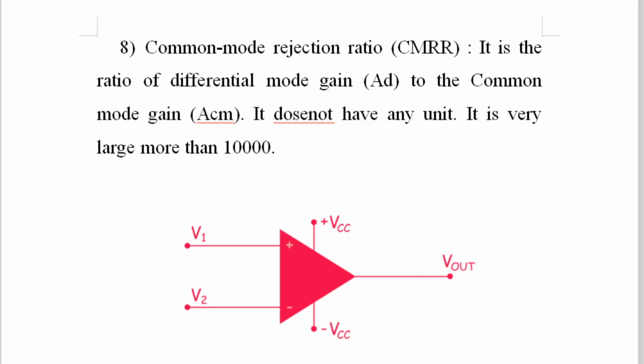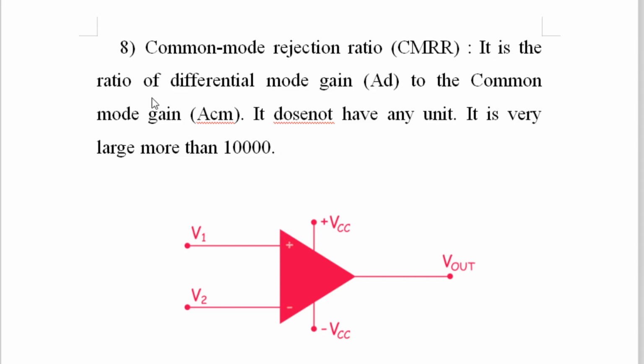And next definition is called common mode rejection ratio, CMRR. The name itself indicates a lot of things. Common mode rejection ratio. Whatever is common, you reject it. Suppose you applied V1 as 1 volt and V2 as 2 volts. How much voltage is common? 1 volt is common. So you reject it. So what is the difference remaining? 1 volt. So you amplify that. So that is the common mode rejection ratio.